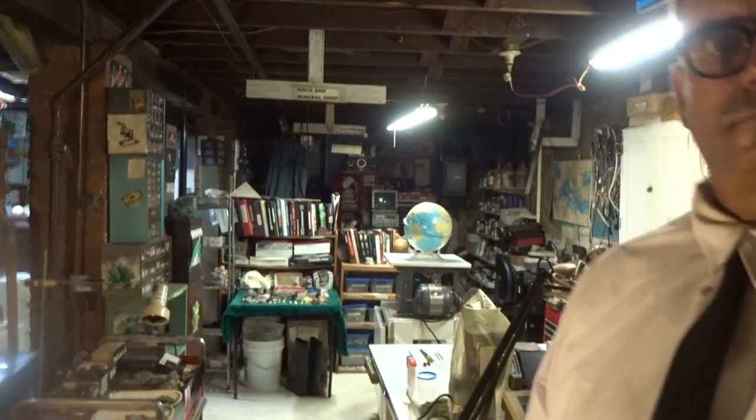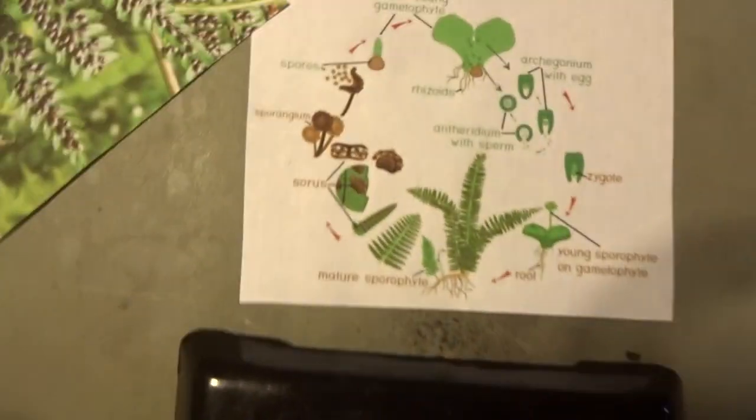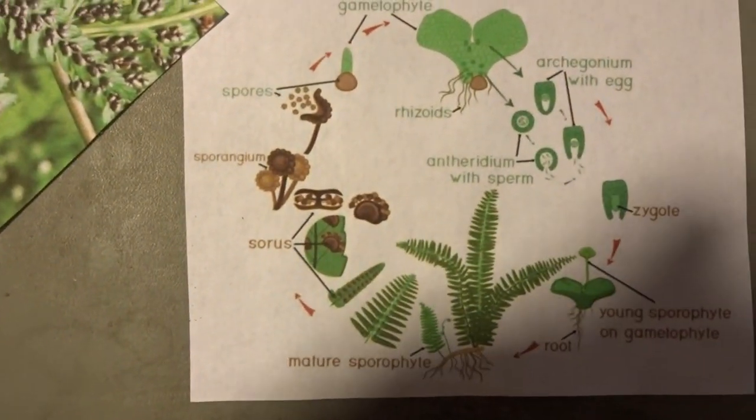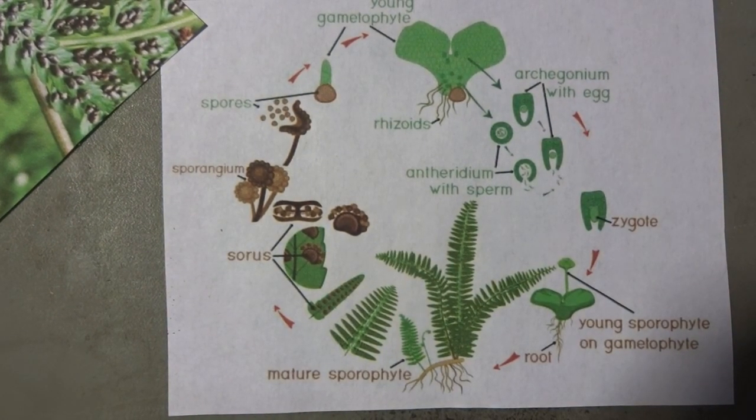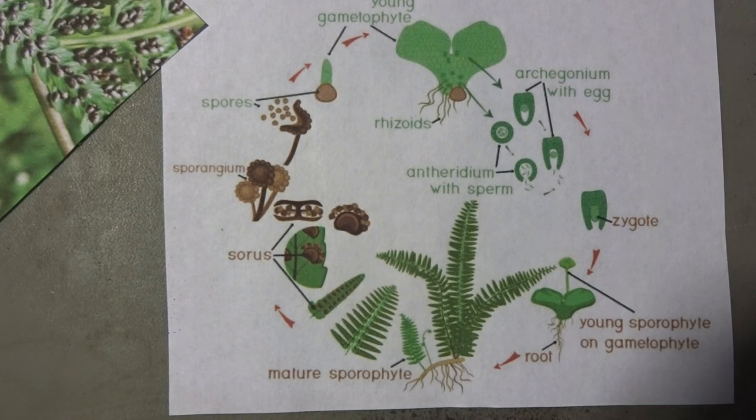Today's demonstration is on biology. Let's get to the demonstration. What you're observing here is the sexual and asexual reproductive structures of a fern. In today's demonstration, we'll be looking at this under the low power of a microscope.